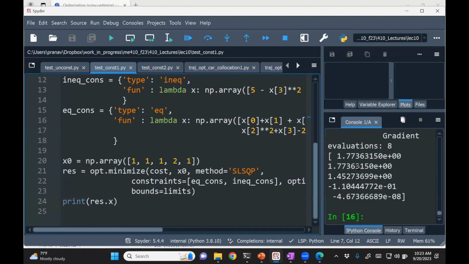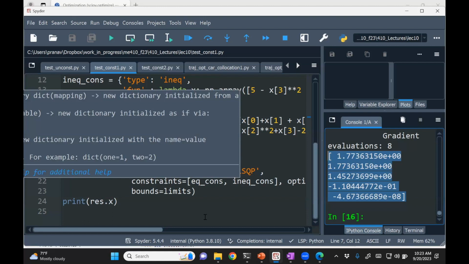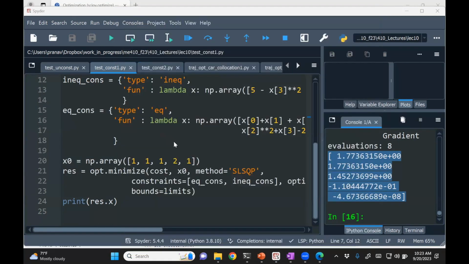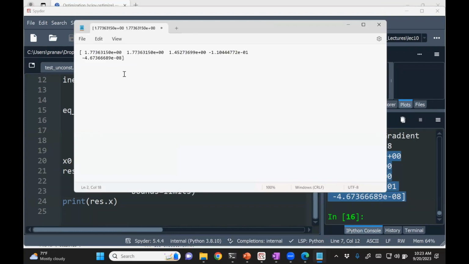So let's run this. This is the solution produced by the SLSQP. I'm going to copy this and save it here so we can confirm that it's the same solution we get with the other method. Okay, so the 5 variables are this. You can see it's clearly not 0, 0, 0. It's something else. But this satisfies all the constraints.